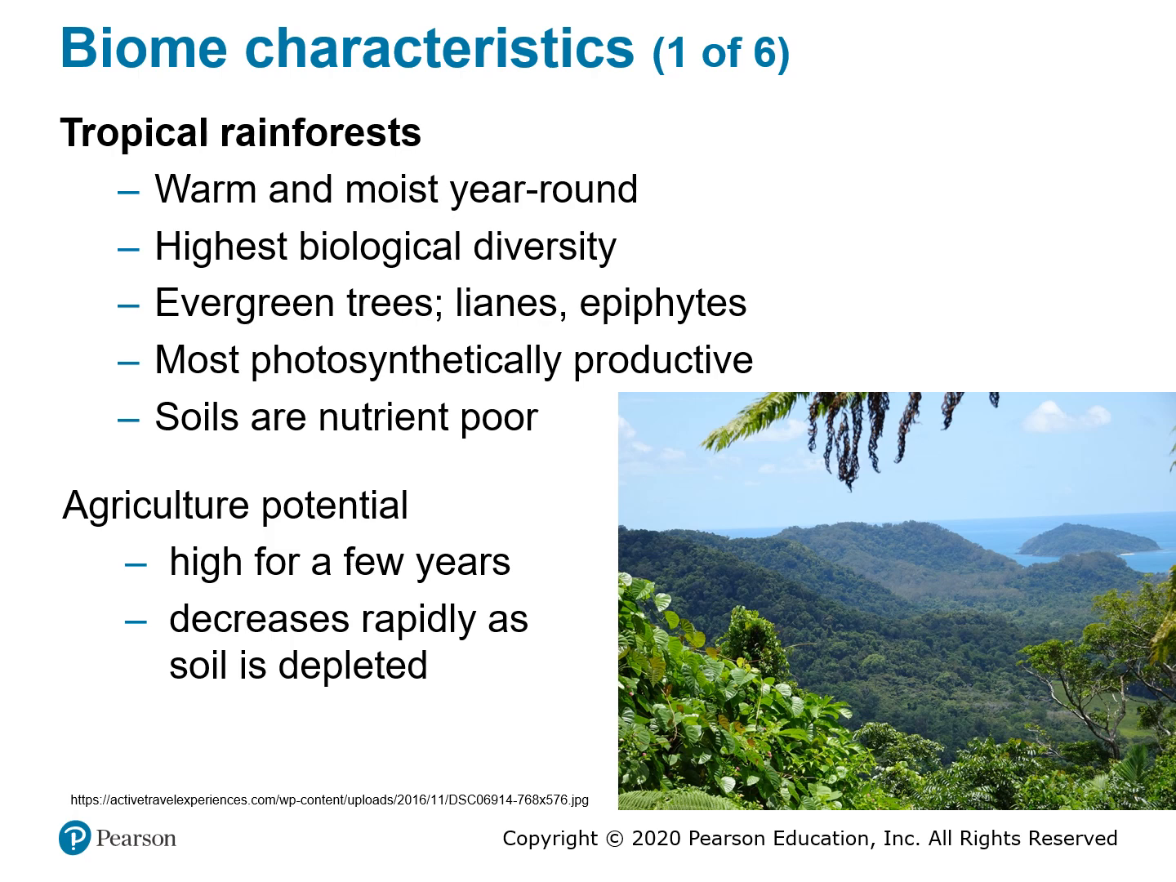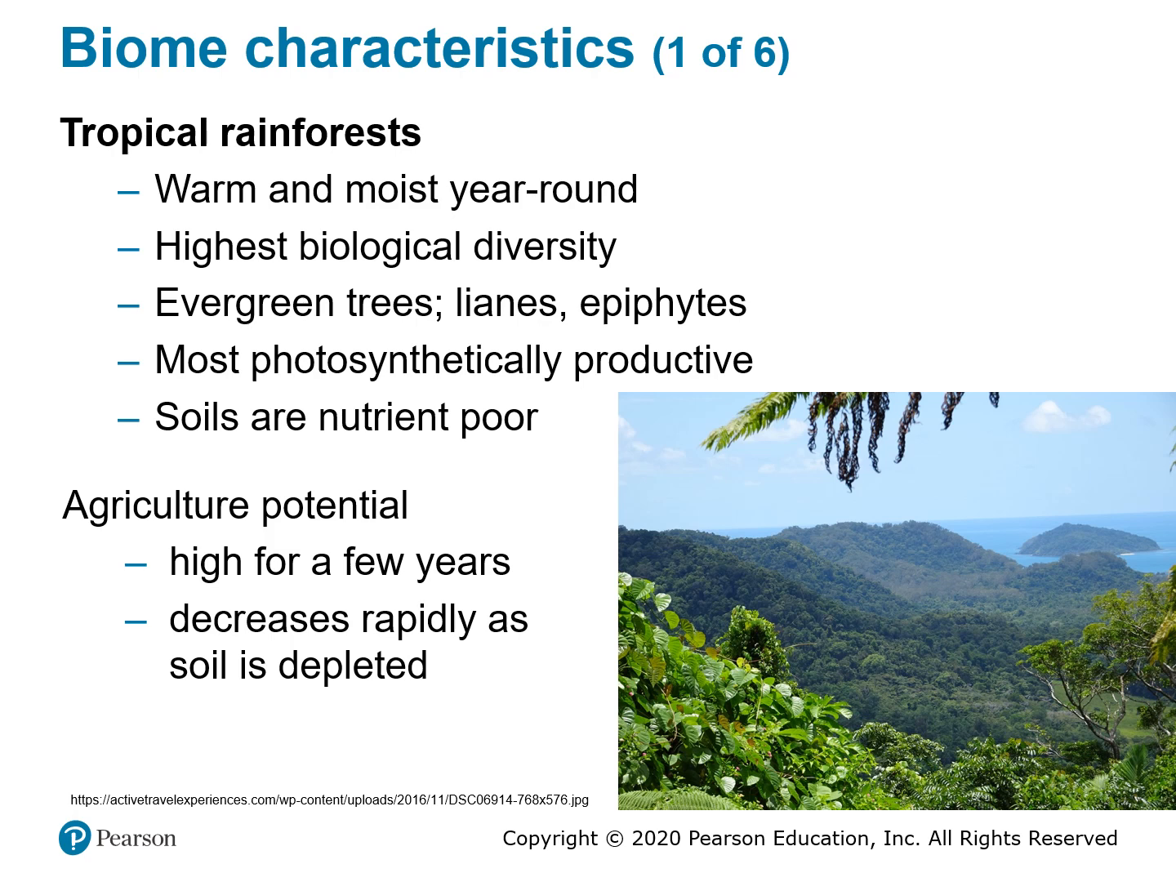So the first of the biomes is tropical rainforests, which are found globally and in Australia. The climate in tropical rainforests is warm and moist year-round. They have the highest biological diversity. They're dominated by evergreen broadleaf trees, and there are some woody vines which are called lianas, and there are also quite a lot of epiphytes. An example is orchids, which grow on trees.